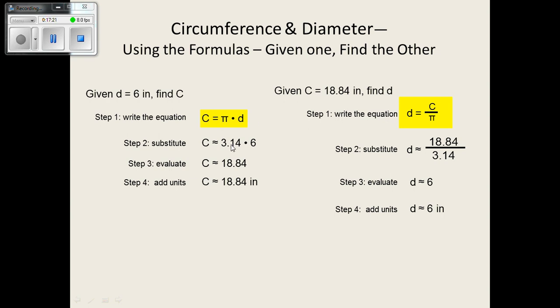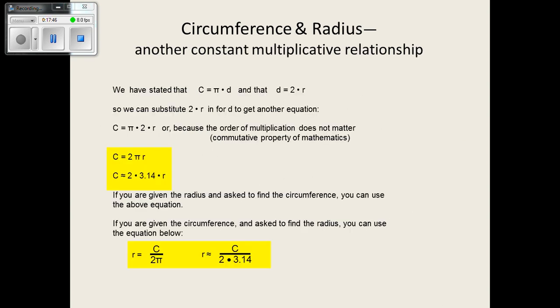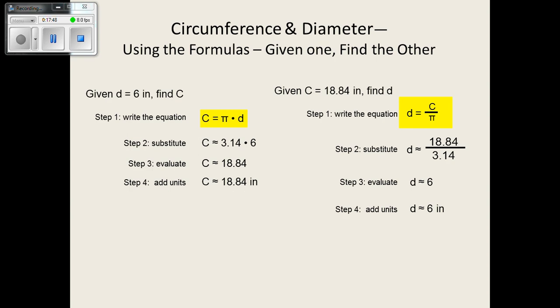When we substitute in step 2, 3.14, change that to the approximately equal to mark. Substitute in 6 for the diameter because it's given. Then we're going to do the math, or evaluate, and we come up with 18.84. When we add units, we just go to the beginning of the problem. Oh, it's inches, so we add inches here at the bottom.